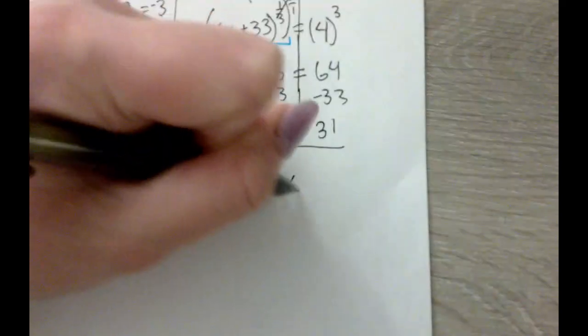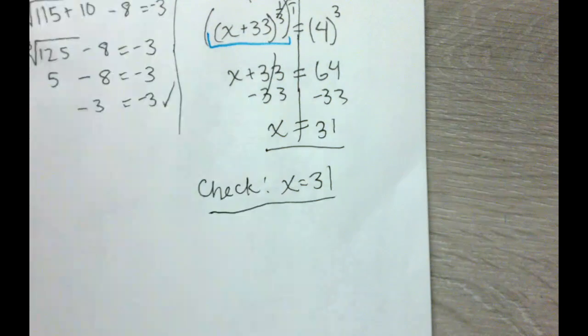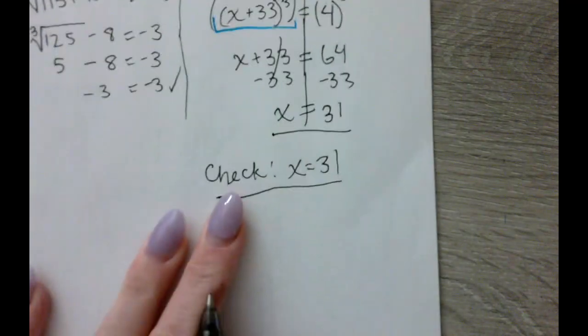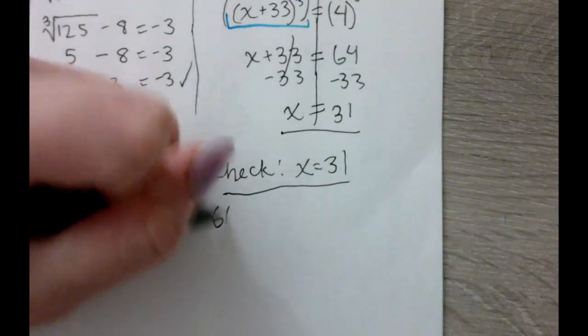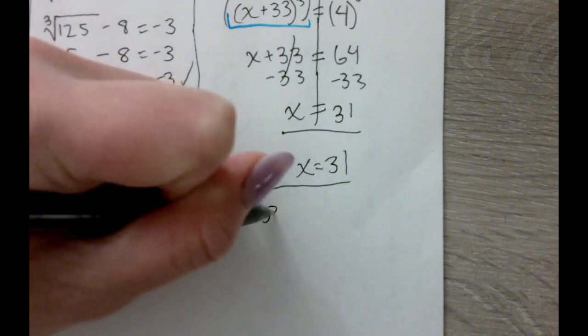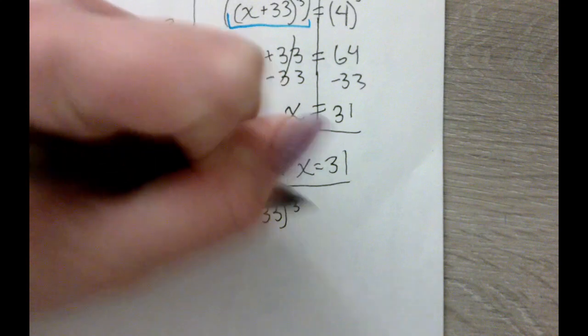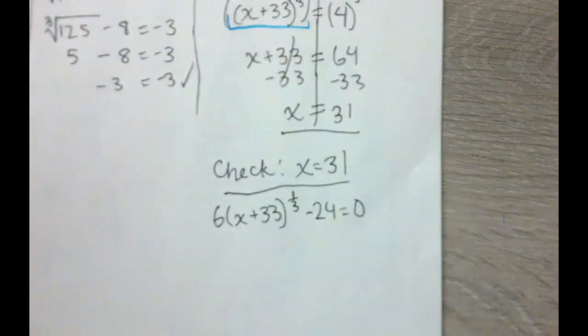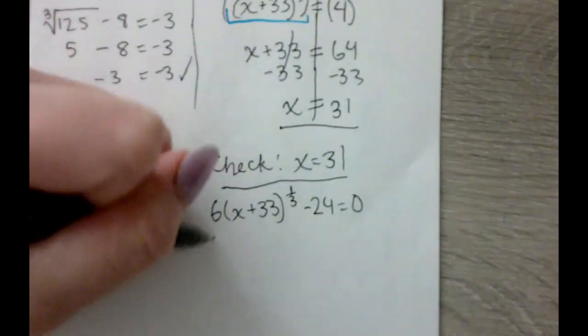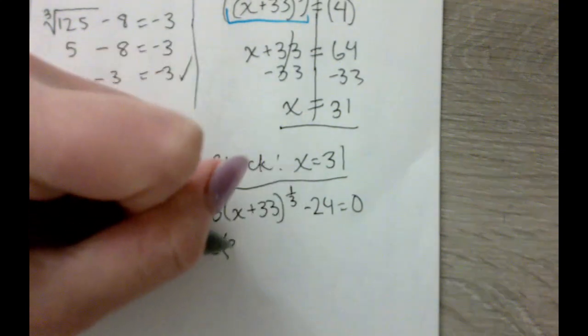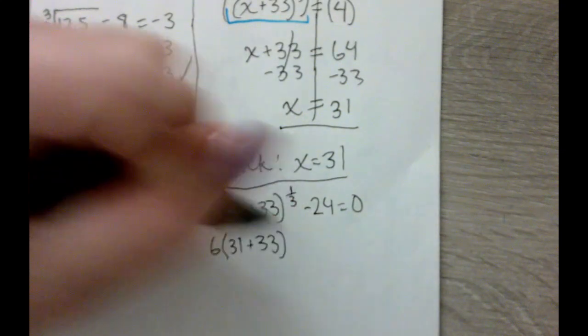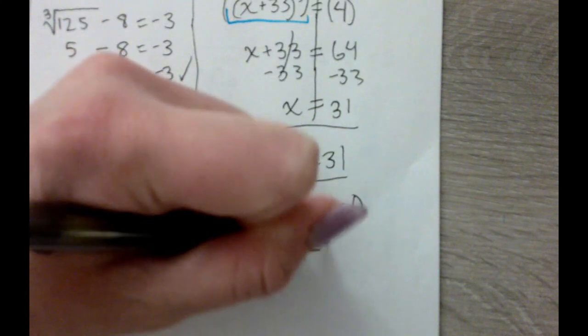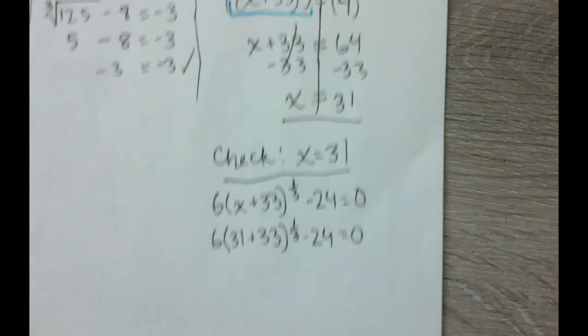We are checking x equals 31. Plug it into the original problem up top: 6 times (x plus 33) to the 1/3 minus 24 equals 0. Plug in: 6 times (31 plus 33) to the 1/3 minus 24 equals 0.